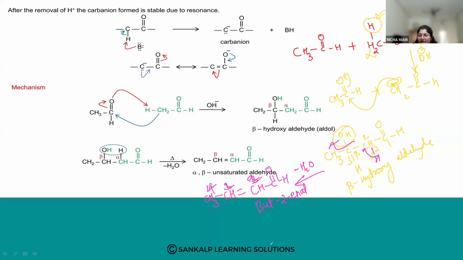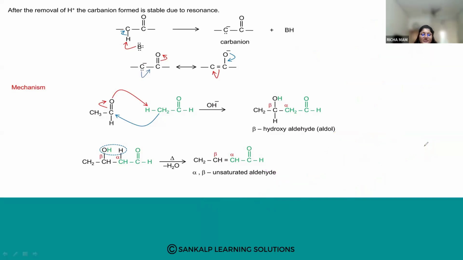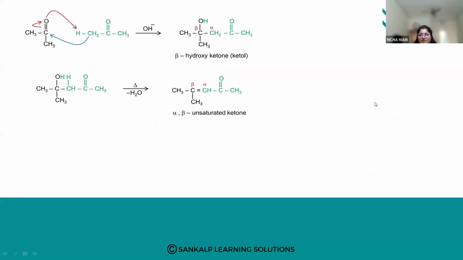So this is the aldol condensation. I hope you have got it. The base will abstract the proton from the alpha carbon, and a carbanion is formed. This carbanion will attack the carbonyl carbon of the other aldehyde, and a beta hydroxyaldehyde is formed. This will further lose a water molecule when you heat it, and you get an alpha beta unsaturated aldehyde. So this is the self aldol condensation.